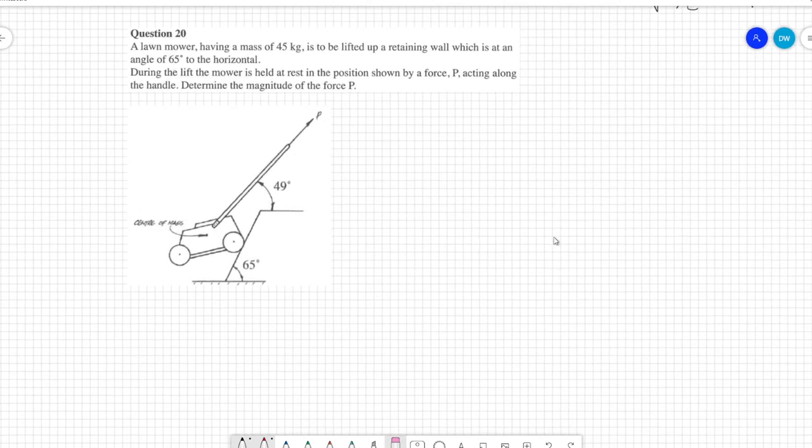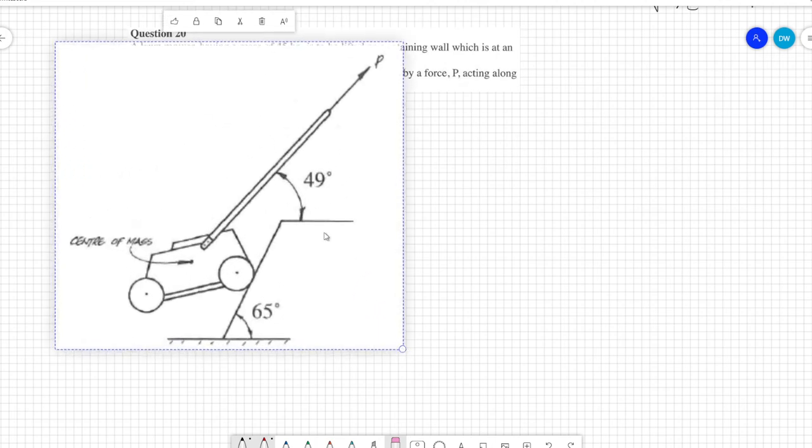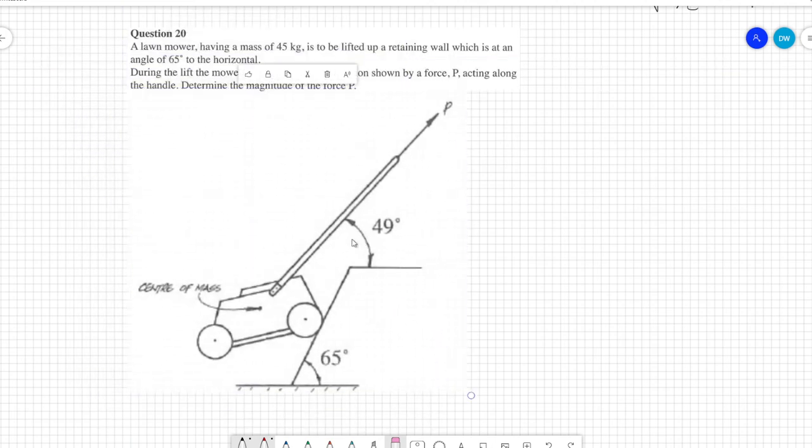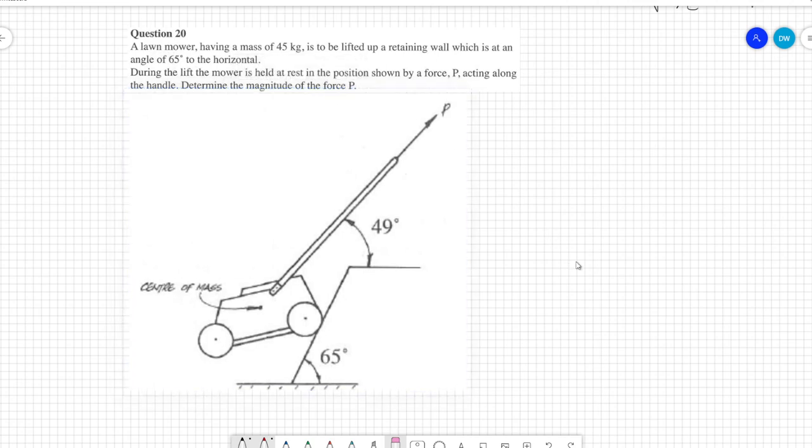Okay, next one. This may initially look complicated, because what's actually happening here? Well, the easiest thing to do is to decompose all the forces, because the diagram is quite simple. So I think I can get away with just drawing on the diagram rather than doing a separate free body diagram.